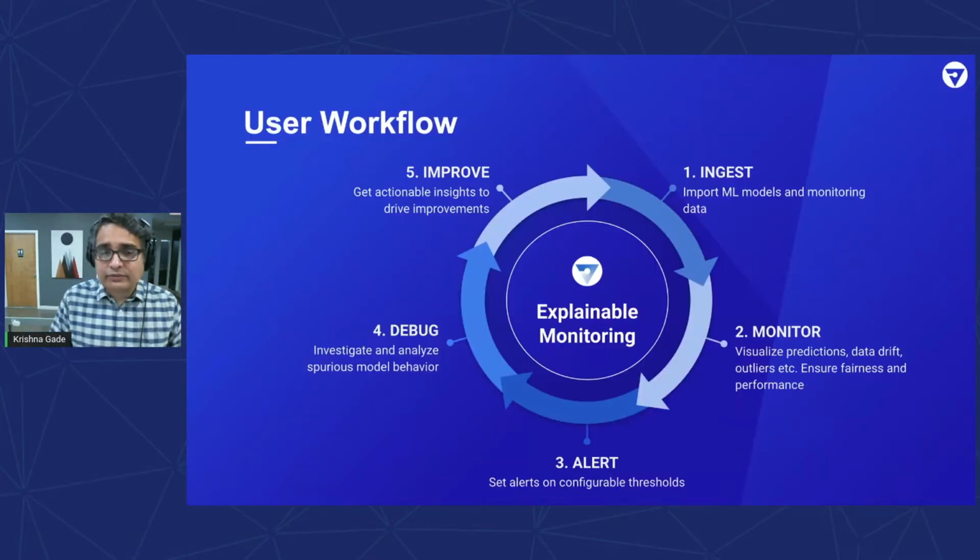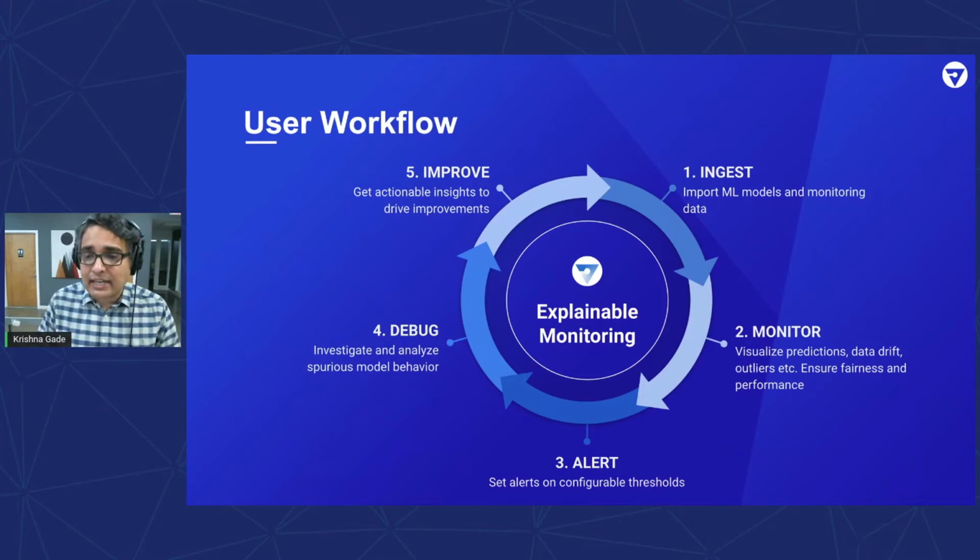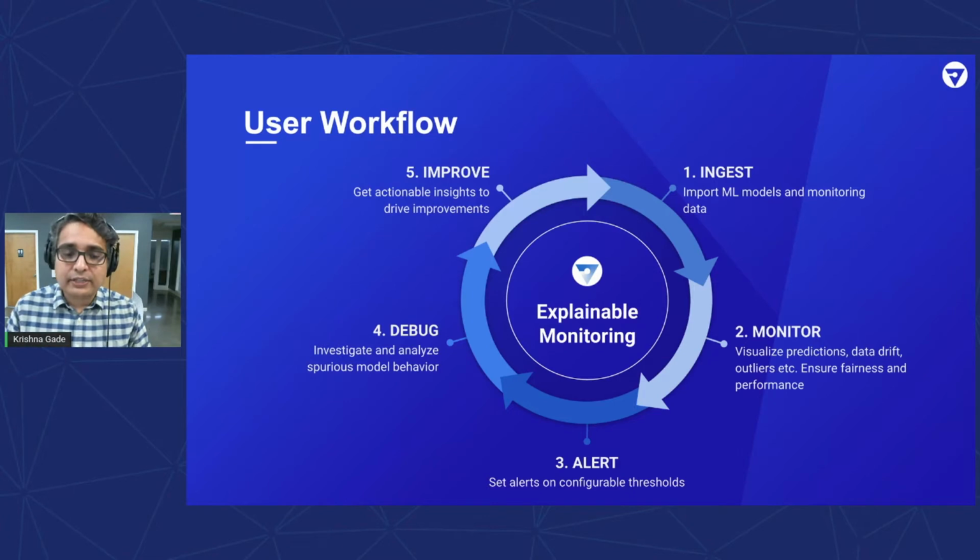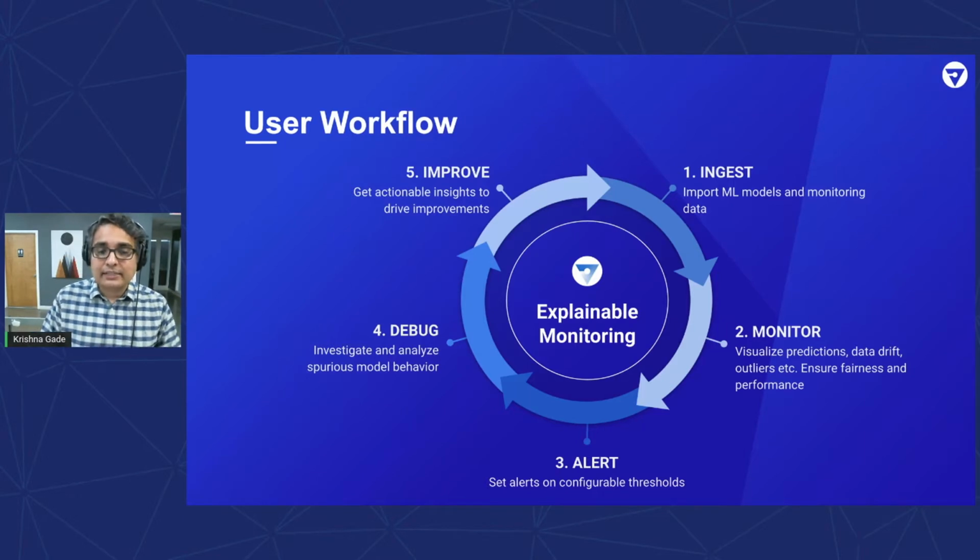The user workflow is very simple. You can ingest your machine learning models and monitoring data. You can monitor these models, visualize the predictions and data drift, and set up alerts on thresholds that you need. And when things go wrong, you can use the explainability features that Fiddler provides to debug these performance issues. And then from there, you can get actionable insights, so you can drive performance improvements.